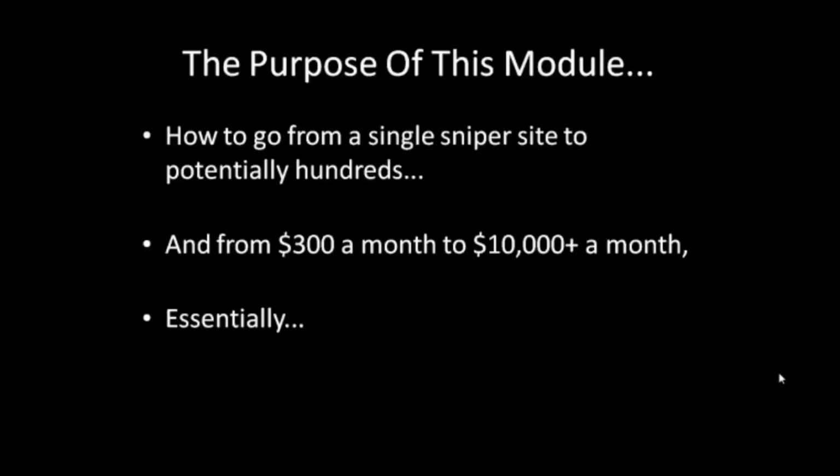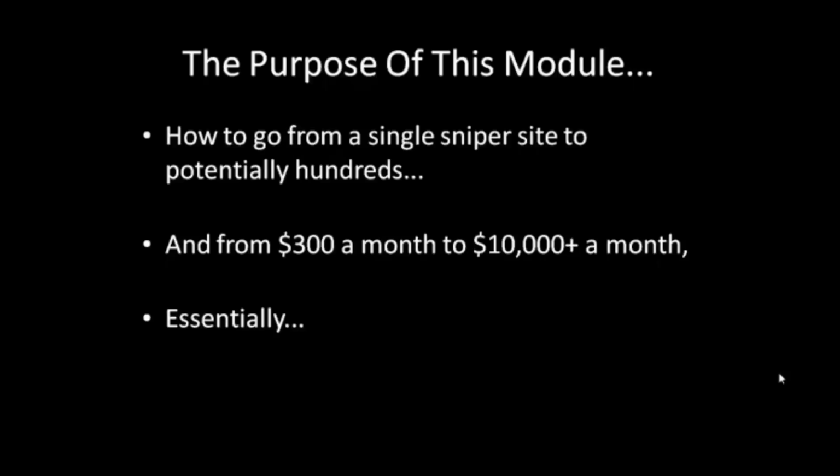I want to be very specific, showing you the exact process to go from having a single sniper site to potentially hundreds. Obviously you could just build more sites, but there's a much more effective way of doing it than just building the sites manually yourself, and we're going to talk about that in a minute. Essentially this module is going to take you from, let's say the average sniper site makes $300 a month, and this Empire module is going to take that $300 and make it $10,000 a month.